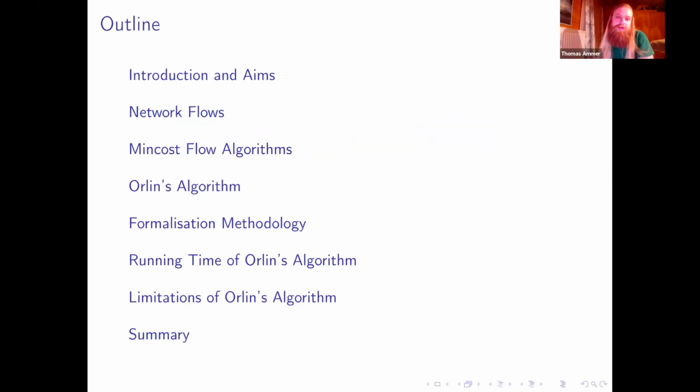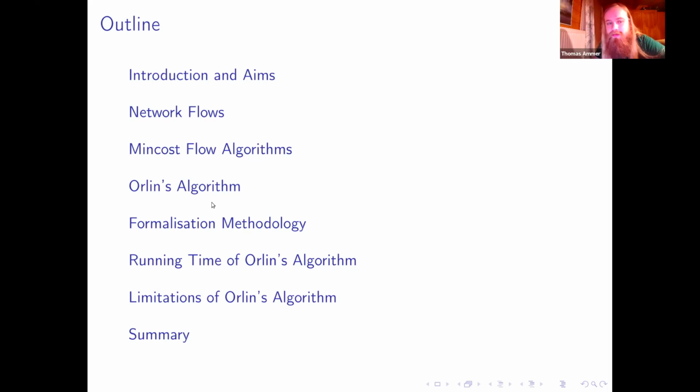Okay, that's a quick outline of my talk. I will introduce two types of so-called network flow problems. Then I will move on to algorithms for solving a specific type of network flow problem, the so-called minimum cost flow problem. There will be two simpler algorithms and one more complicated algorithm by Orlin. And then, I will talk about the formalization methodology.